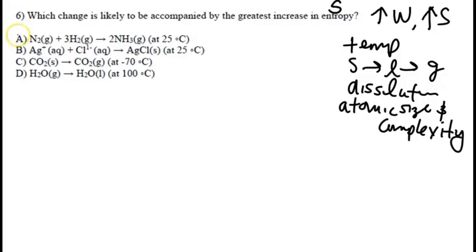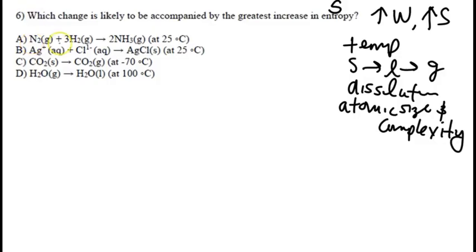So what we're going to do is go from letter A through D, and we're going to see if we have an increase or a decrease in entropy. If we have an increase in entropy, then of course we are going to look at that particular letter and then see if we have any other increases. If we do have more than one increase, then we have to look at which one will be the greatest between the two. So let's go ahead and get it.